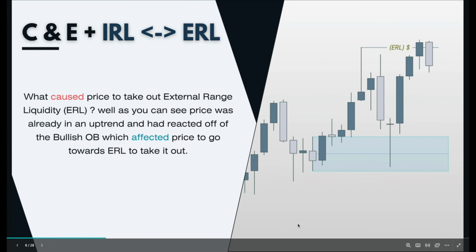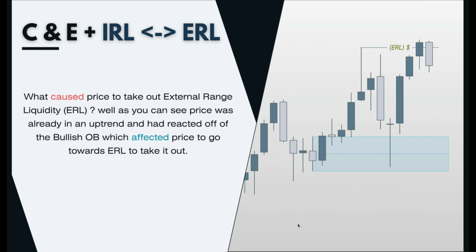All right, so building up on the previous slide, cause and effect plus IRL to ERL. What caused price to take out external range liquidity? Well, as you can see, price was already in an uptrend and had reacted off of the bullish order block, which caused price to go towards ERL to take it out. Pretty simple, right? That is how I usually view the markets when it comes to my daily bias or weekly bias. It's just very simple. That's the foundation, and from there I build it up with a few other things. All right, but it's very, very simple.